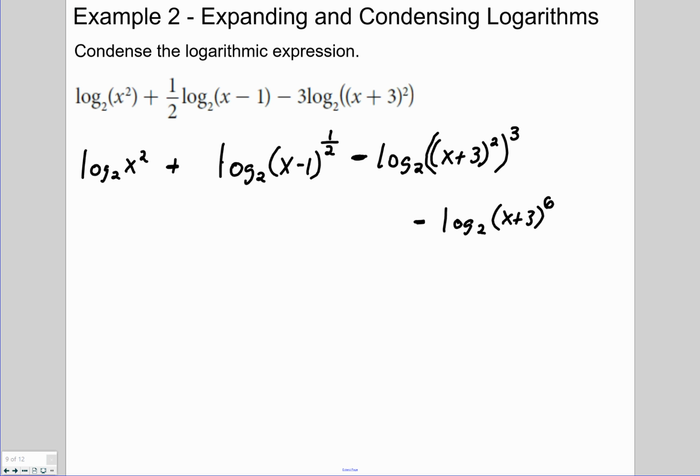Now, you guys just did a problem on your boards where you had to do, I think, 121 to some power gives you 11. And 121, the square root of that is 11. So the answer was a power of 1/2. Here is a power of 1/2. Whenever I see a power of 1/2, I know that that's actually saying it's a square root. So I'm going to write it as log base 2 of the square root of x minus 1 to make that look a little nicer.